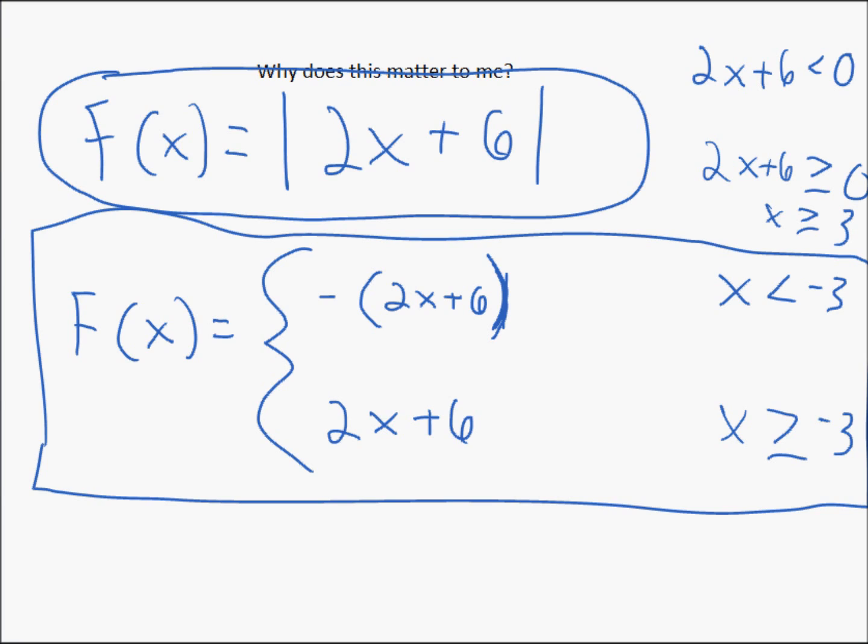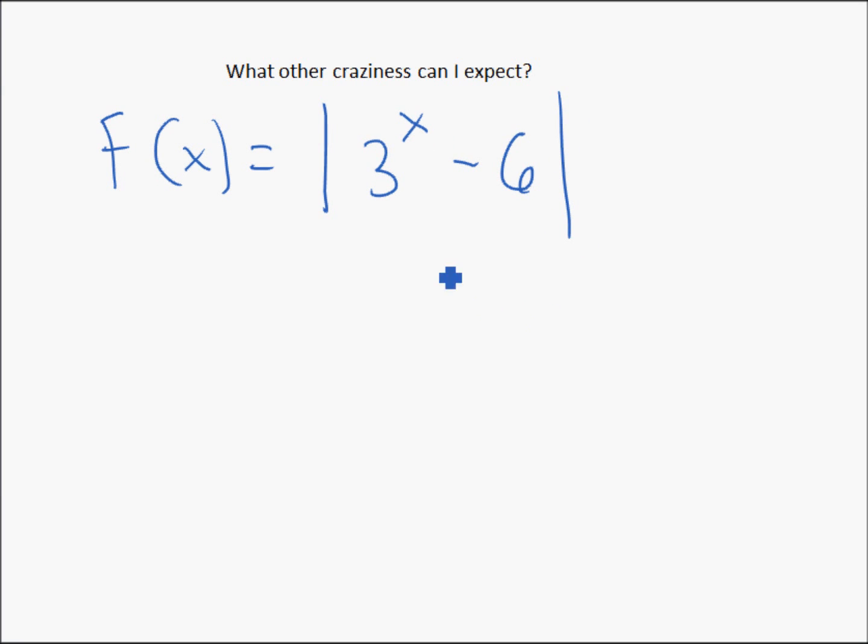So what other craziness can you expect? What else is going to happen with this thing? Well, really, as long as you remember that absolute value only equals what's inside or the opposite of what's inside, you can always rewrite an absolute value function. So let's take an example of one that's a little bit harder. Let's say you have the absolute value of 3 to the x minus 6. And let's say your goal is to rewrite this as a piecewise function. You want to know what functions this thing can equal.